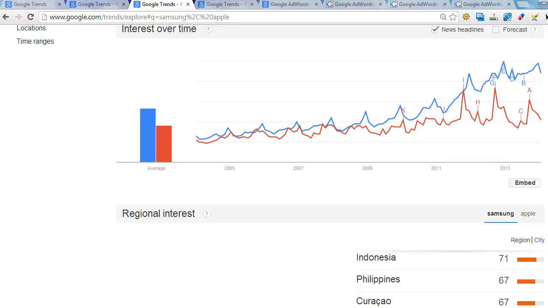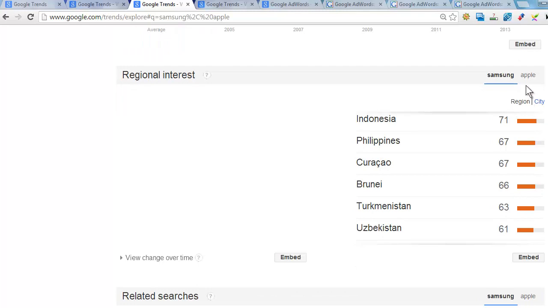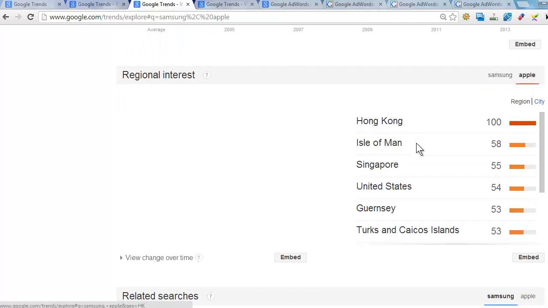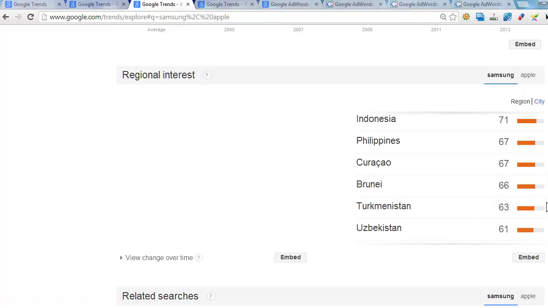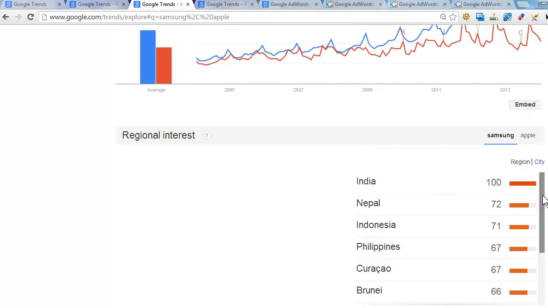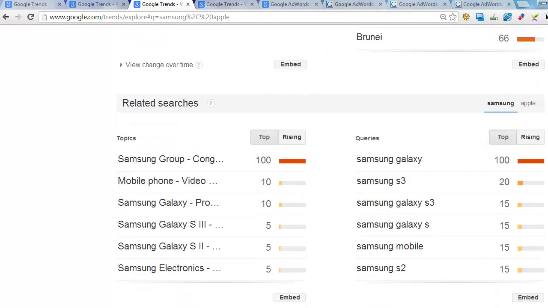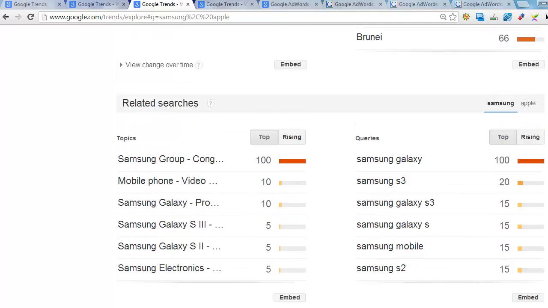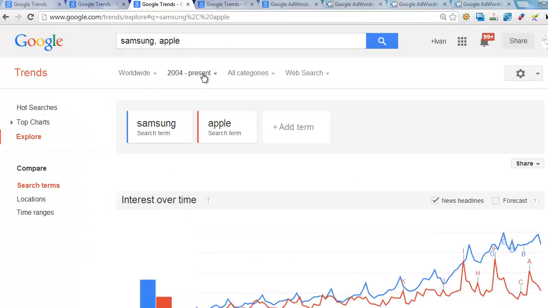And then we can analyze those numbers based on, for example, brand. Apple looks like it is very much searched in Hong Kong, United States, Singapore, etc. And Samsung is searched more in, for example, India, Nepal and the Philippines, etc. And let me see what else. We have related searches, so we can analyze these search terms in more detail. And we can also specify different years, different regions, and learn more about the two brands.